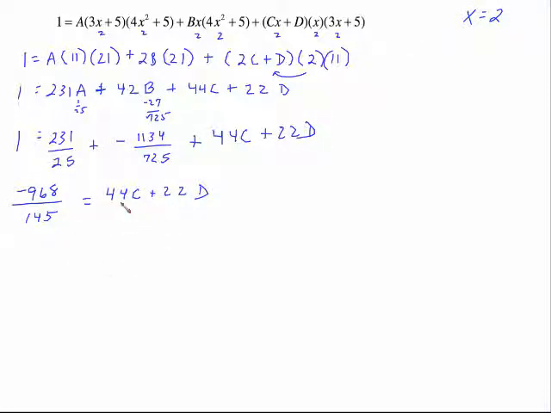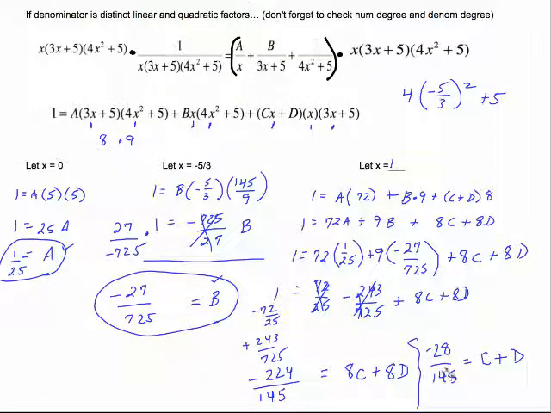I notice over here that these are both divisible by 22, so I used the calculator just to check that maybe 968 was divisible by 22, and it is. So I divided both sides by 22, and I got this down to negative 44 over 145 equals 2c plus d. Now, we've got one equation on this page with c and d in it. We have another equation on this side with c and d in it. We can use elimination or substitution to solve those together.